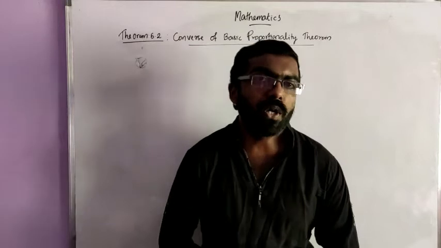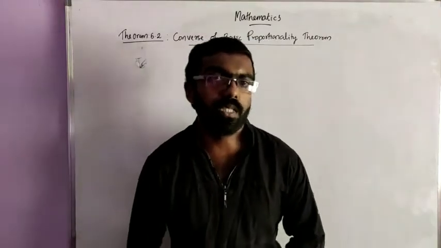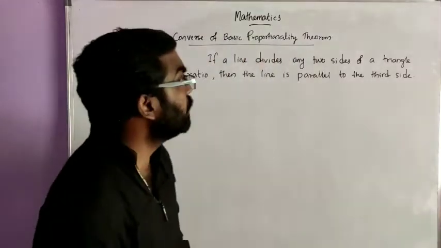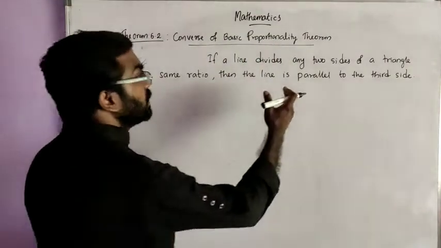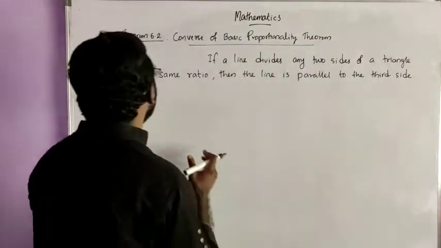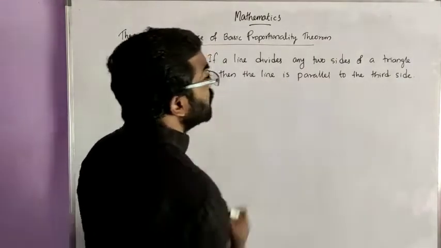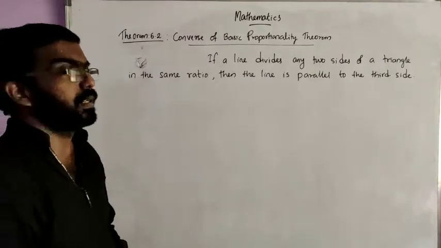So theorem 6.2 is the converse of basic proportionality theorem. The theorem states that if a line divides any two sides of a triangle in the same ratio, then the line is parallel to the third side.